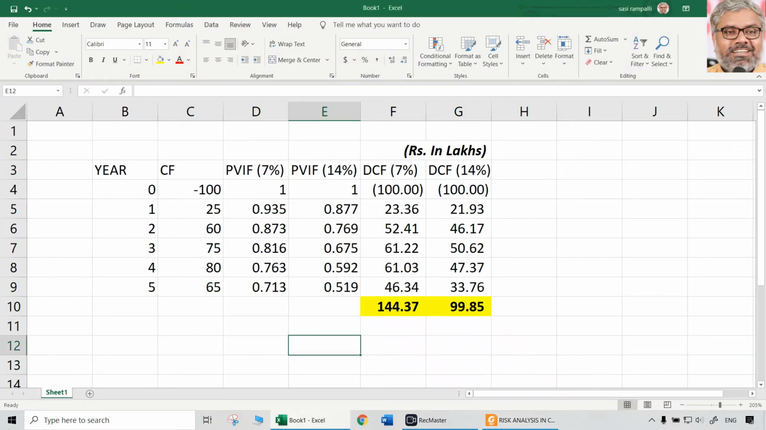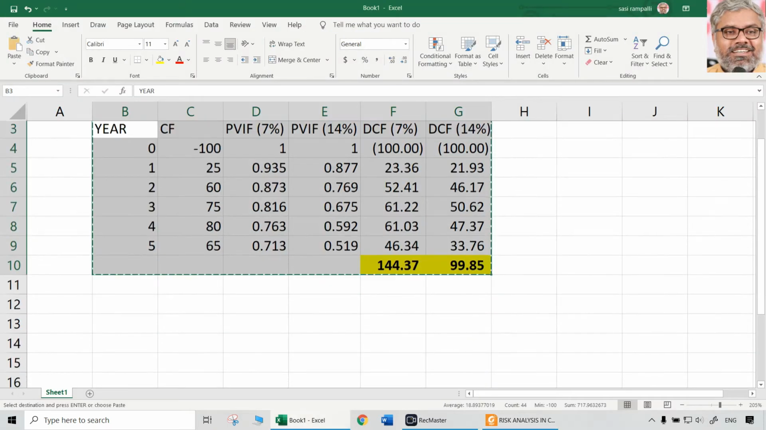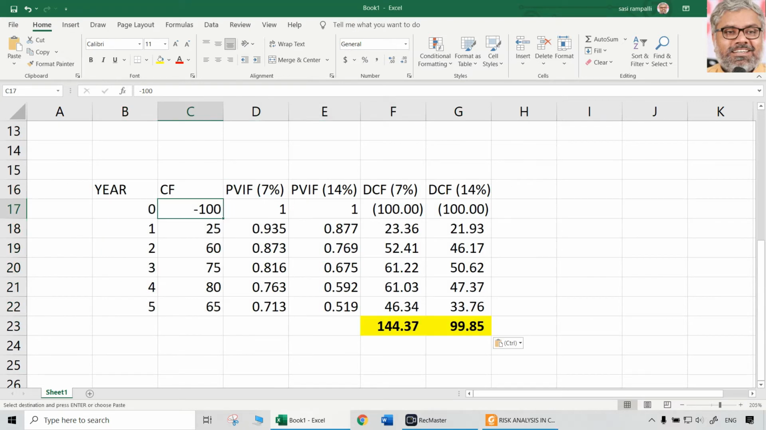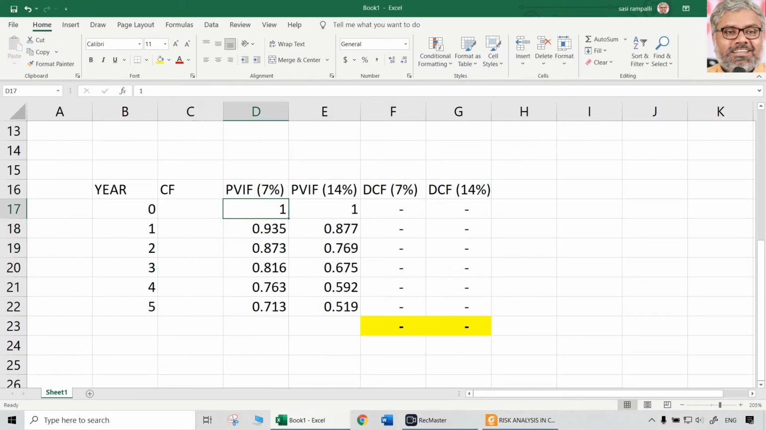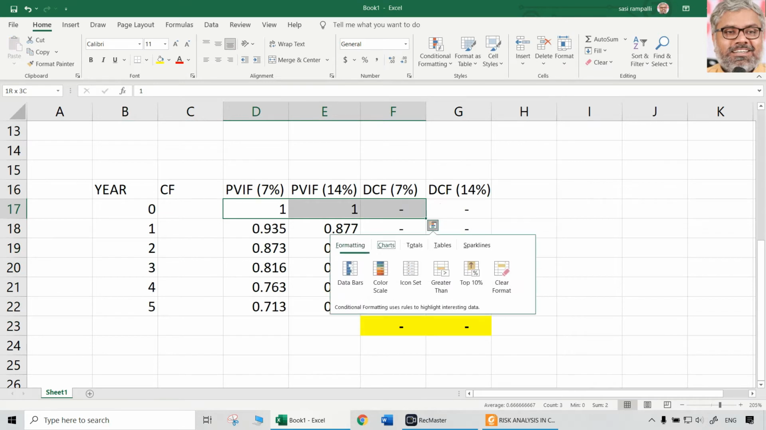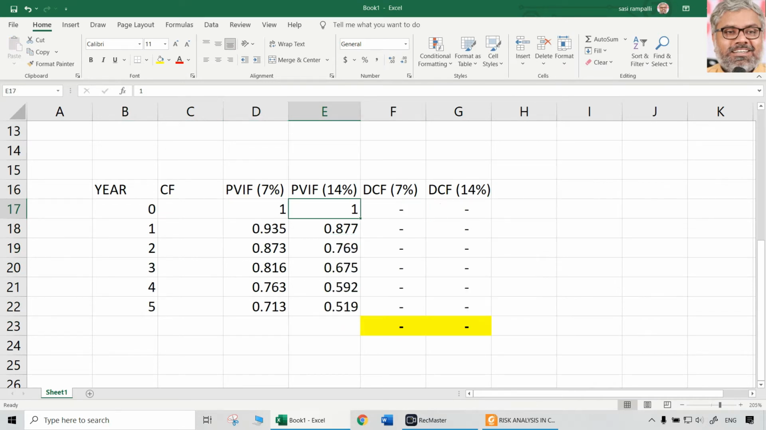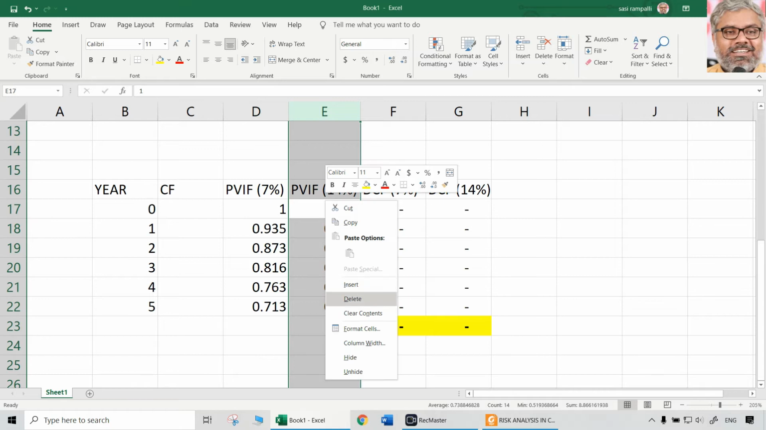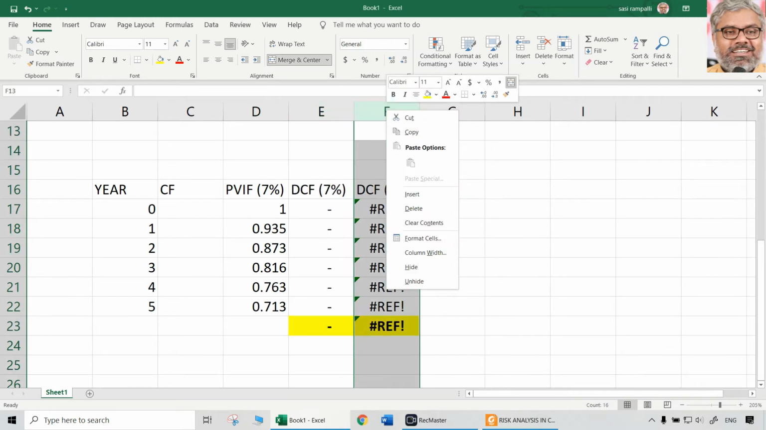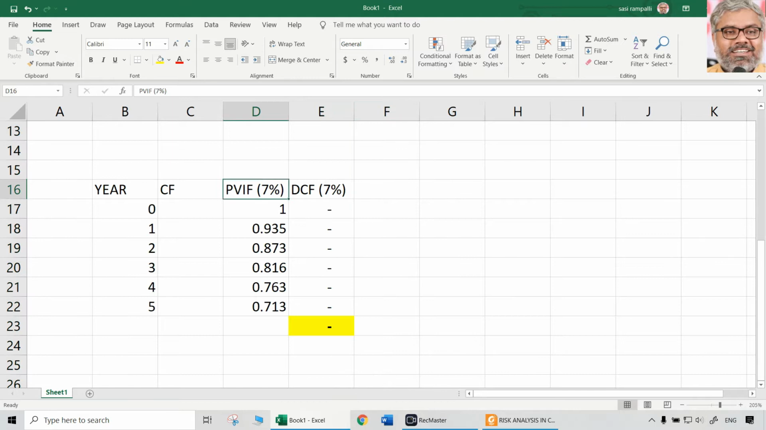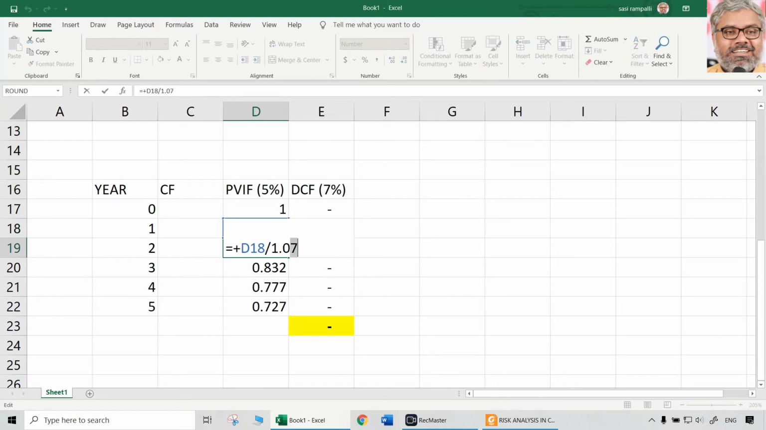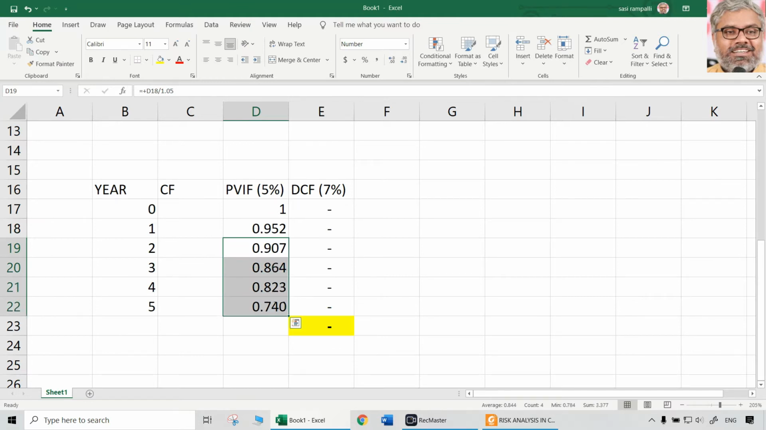This, no, I will not use rupees in lakhs. So let us just take the format and change the cash flows, PVIFs, etc. What is the percentage of return here? 5%. So PVIF has to be calculated at 5%, 1.05. Okay, that is the first point. So this is 5% PVIFs.